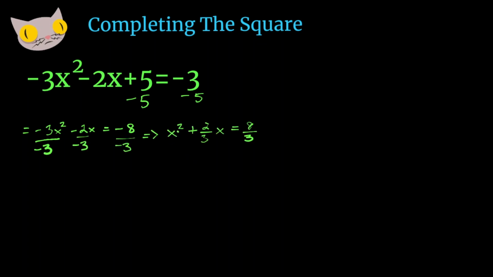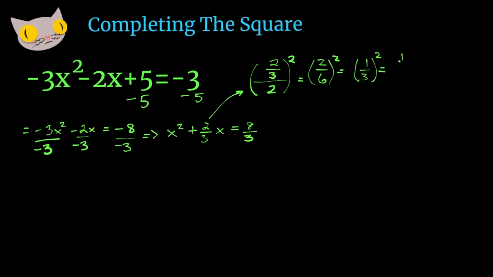Okay, so now we have x squared plus 2/3 x is equal to 8 over 3. Now let's take the coefficient of our linear term. Let's divide it by 2 and square it. We'll do that up here. So we have 2/3 divided by 2, squared. That's going to give us 2 over 6 squared, which is just 1/3 squared, which again is just 1 over 9.